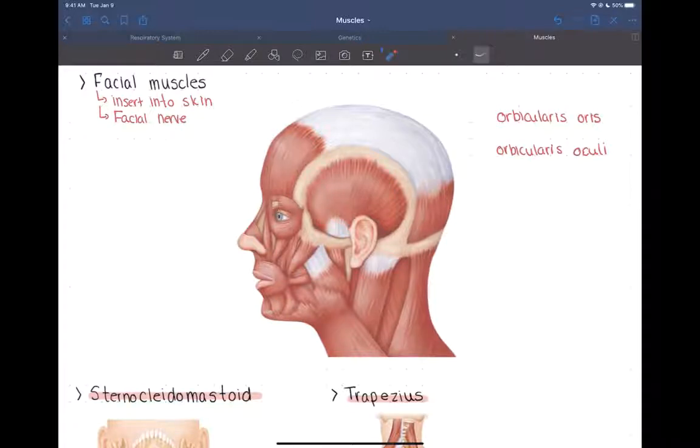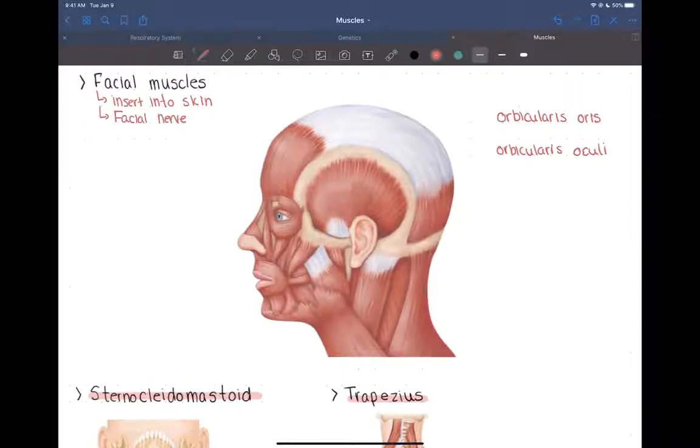So that would allow you to make a whistling or kissing kind of motion with your mouth when it contracts. And then the orbicularis oculi is going to go around the eye. It's this muscle that circles the eye. When that contracts, it'll allow you to wink or blink or close your eye. Okay, so those are our first two.